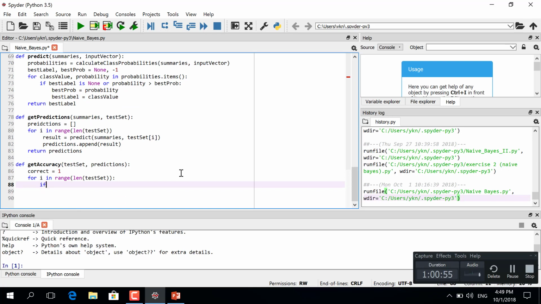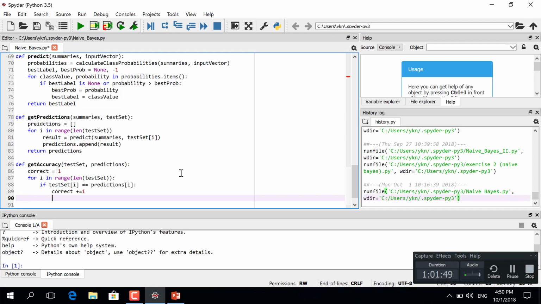And then if that set of feature i is equal to the prediction, so we try to compare between our prediction and the original data in the test set, then correct plus equal to... okay, now the question is, plus equal to what?